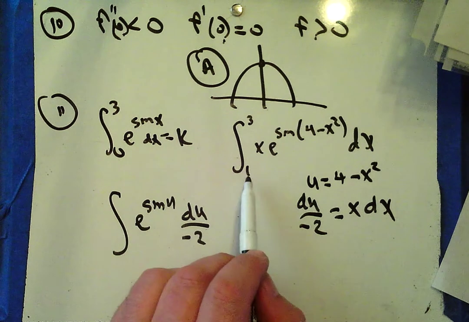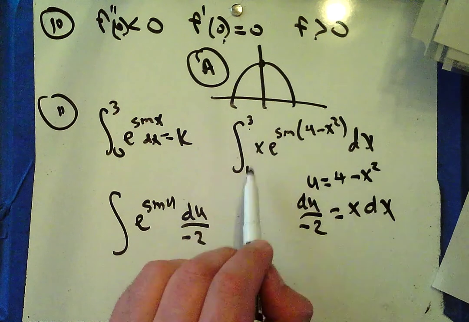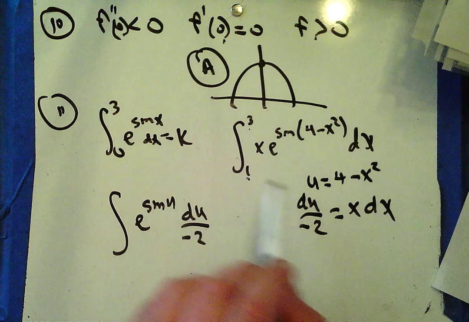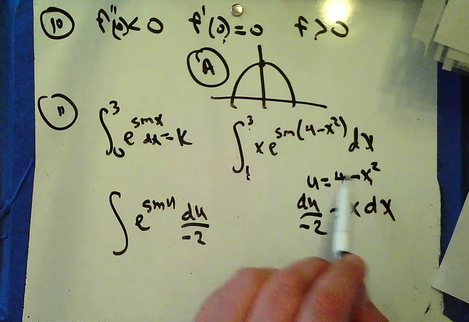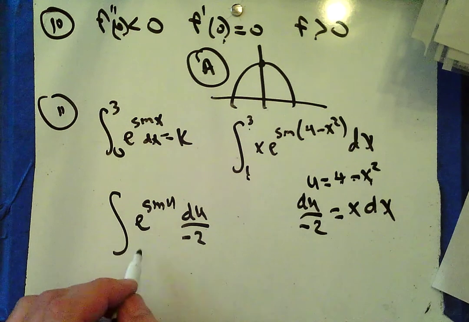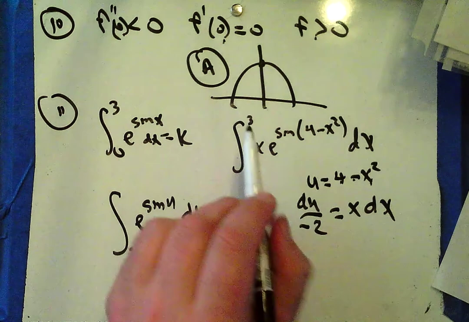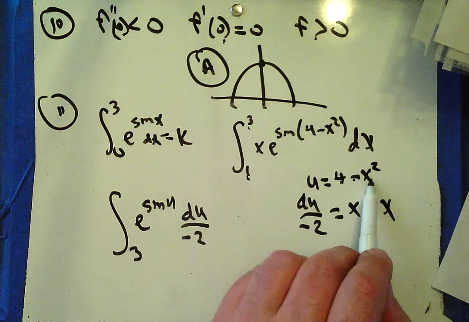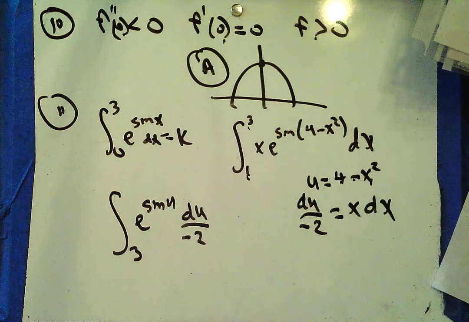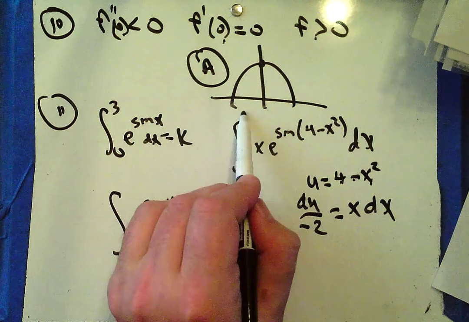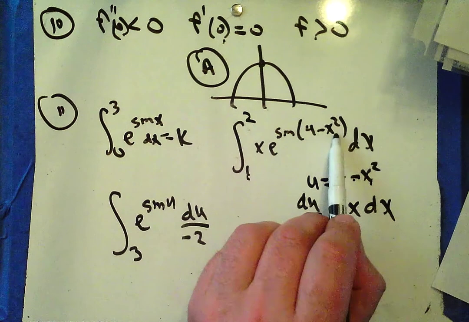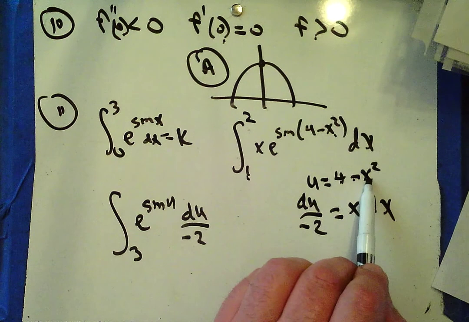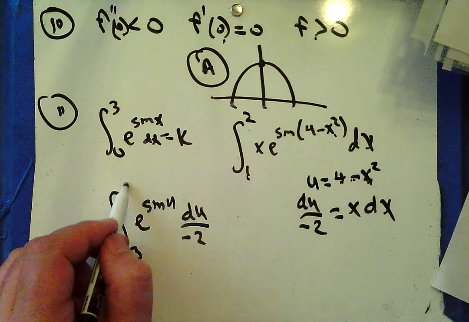Now, can we get rid of these x bounds and make them be u bounds? So let's take a 1 and plug it in here. 4 minus 1 is 3. And let's take a 3 and plug it in. Did I get those bounds right? Oh no, it's 2 up here. Let's plug a 2 in here. 2 squared is 4. 4 minus 4 is 0.